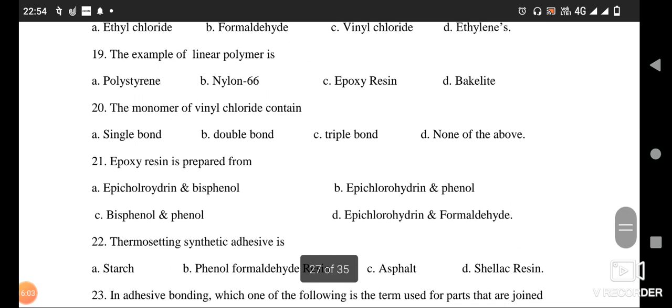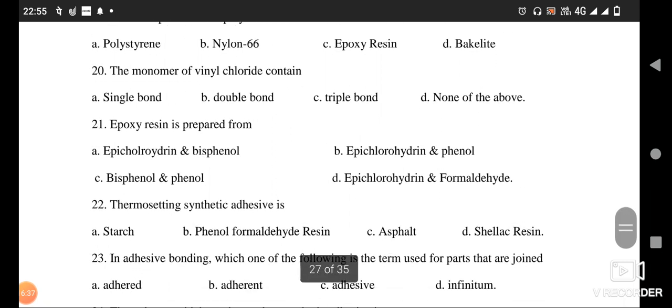Then after that, MCQ number 19: the example of a linear polymer is. The options given are A polystyrene, B nylon 66, C epoxy resin, and D Bakelite. So the correct option here is A, that is polystyrene. These are examples of linear polymers. Linear polymers are the polymers which have a continuous long carbon-carbon chain. So option A, polystyrene, is the correct answer here.